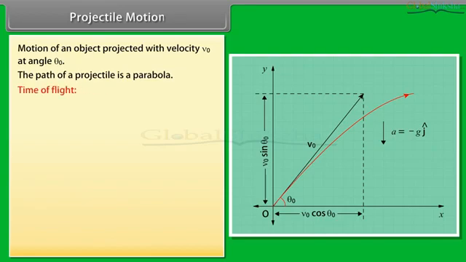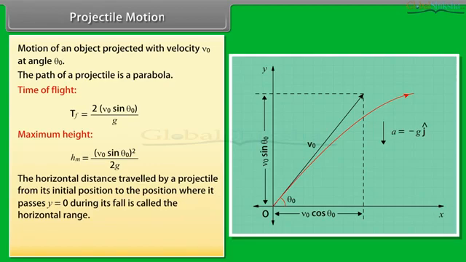Time of flight of a projectile is Tf = 2 v0 sin theta 0 divided by g. Maximum height of a projectile is Hm = (v0 sin theta 0) squared divided by 2g. The horizontal distance travelled by a projectile from its initial position to the position where it passes y = 0 during its fall is called the horizontal range. Horizontal range of a projectile is given by v0 squared times sin 2 theta 0 divided by g.